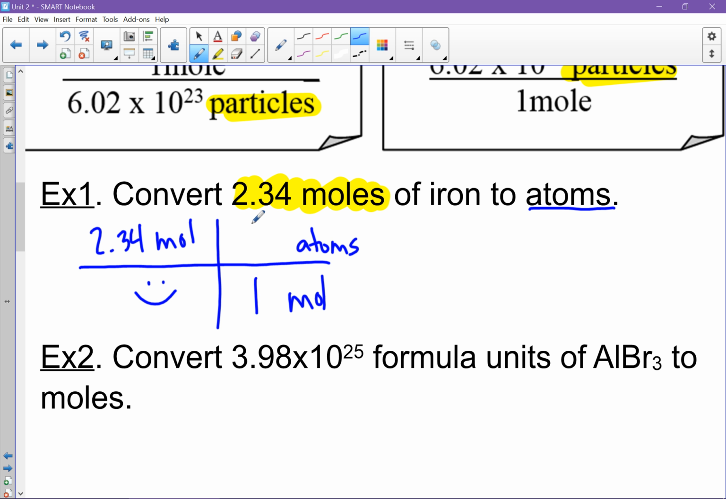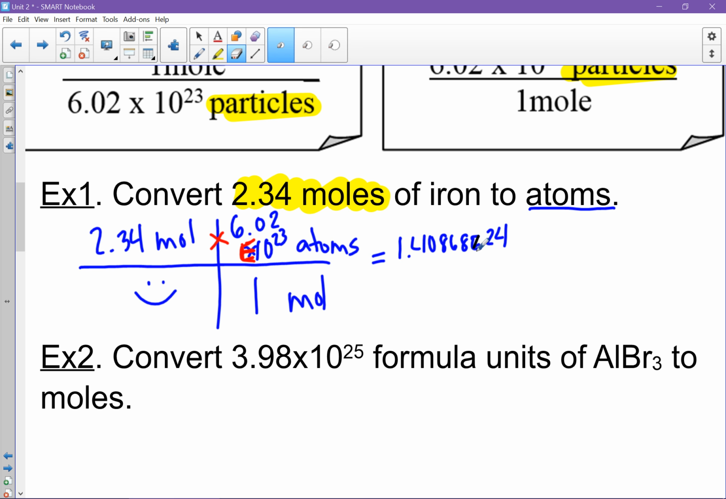Atoms is a kind of particle, and so with our particles we write Avogadro's number, 6.02 times 10 to the 23rd. Now you're ready to put this in your calculator, so you're going to do 2.34 times 6.02 E, don't forget that E, 23, divided by 1. When you do that, you're going to get 1.40868, and your calculator says E24.